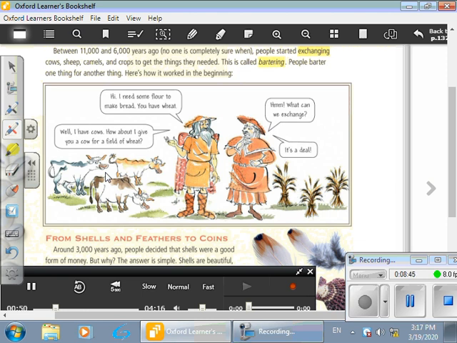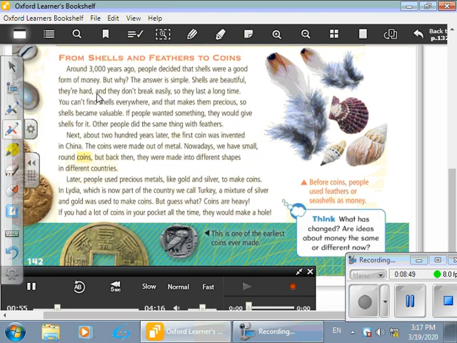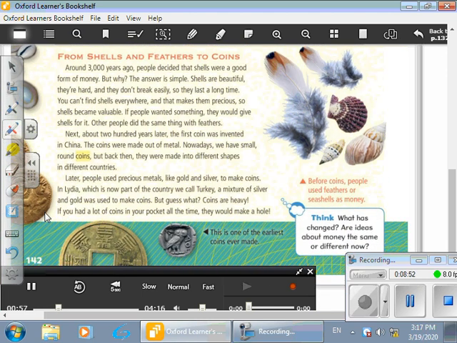It's a deal. From shells and feathers to coins. Around 3,000 years ago, people decided that shells were a good form of money. But why? The answer is simple. Shells are beautiful. They're hard and they don't break easily, so they last a long time. You can't find shells everywhere, and that makes them precious. So shells became valuable. If people wanted something, they would give shells for it. Other people did the same thing with feathers.